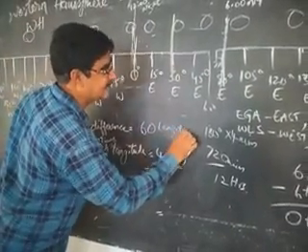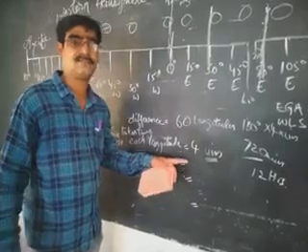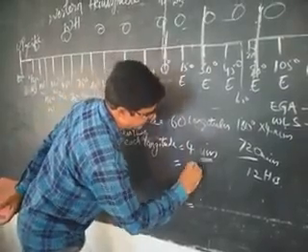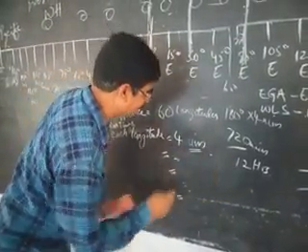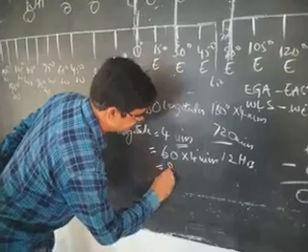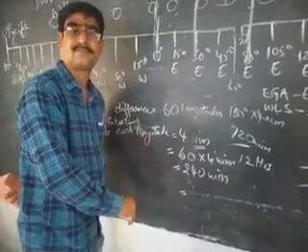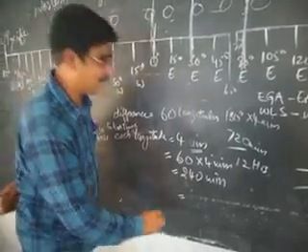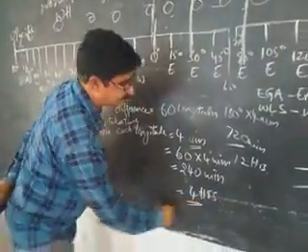How much difference is there? 60 longitudes. For each longitude, how much time does it take? 4 minutes. 60 into 4 means 240 minutes. 240 by 60, the 0 gets cancelled, 24 by 6. That means 4 hours. The difference is 4 hours.